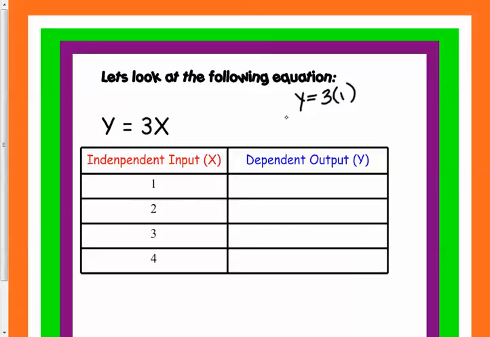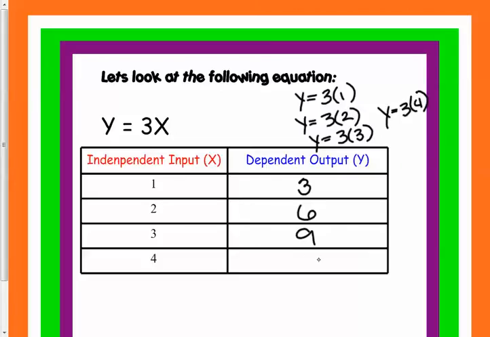Okay, so in this first one, after you're done sketching, you should have paused and done that. 3 times 1 is 3. If I plug in 2 into this, it would be 3 times 2 is 6. Plug in 3, 3 times 3 is 9, and plug in 4, 3 times 4 is 12.